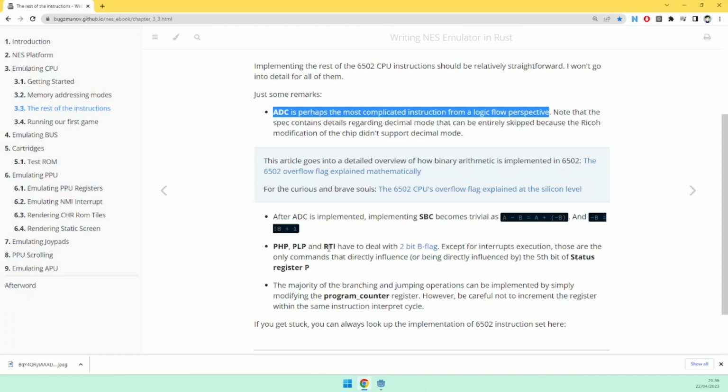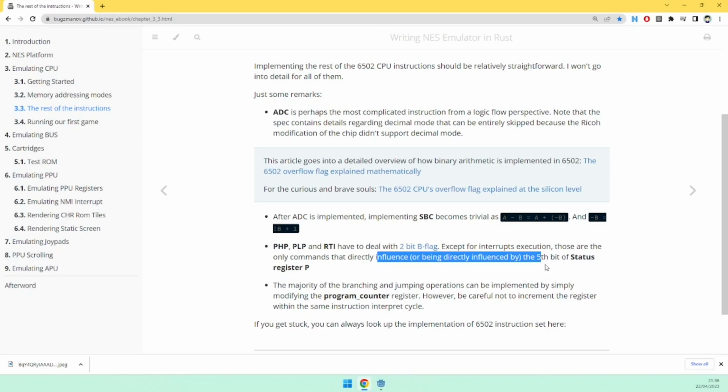PHP, PLP, and RTI have to deal with the B flag, except for interrupts and executions. Those are the only commands that directly influence or are directly influenced by the 5th bit of the status register, B. The majority of the branching and jumping operations can be implemented by simply modifying the program counter register. However, be careful not to increment the register within the same instruction interpret cycle.